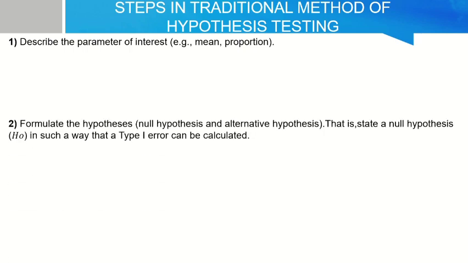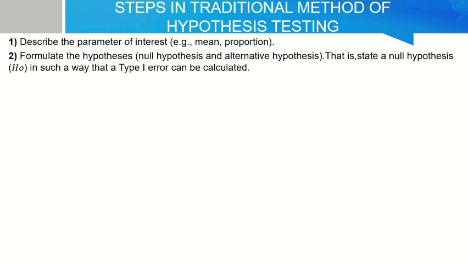We have steps in the traditional method of hypothesis testing. First is to describe the parameter of interest. Example, mean, proportion. Second, formulate the hypotheses, null hypothesis and alternative hypothesis. Formulate them, that is, state a null hypothesis in such a way that a type 1 error can be calculated. Ano ulit, kapag type 1 error, you're going to reject the truth.